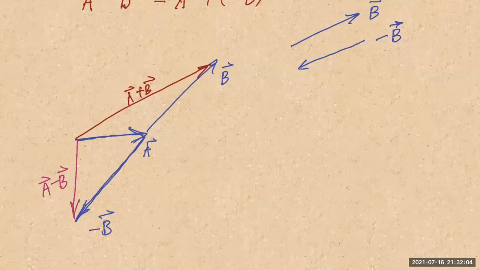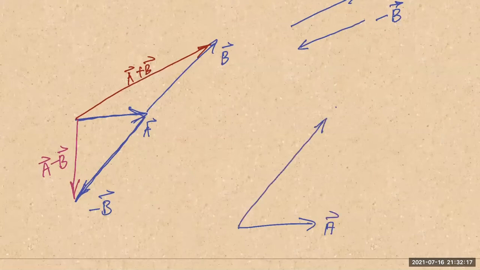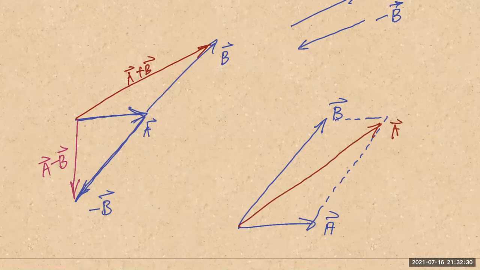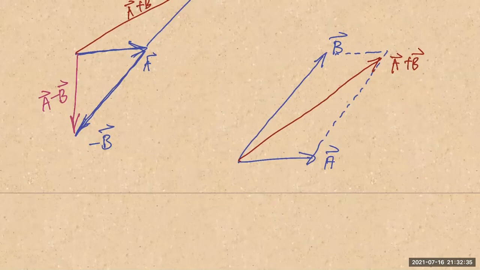Now, in the parallelogram method, if I start with a vector A, and this time vector B starts from the same location, so here's vector B, then I form this parallelogram. As you know, this diagonal is A plus B. But what about A minus B? A minus B is in fact the other diagonal. This is A minus B.